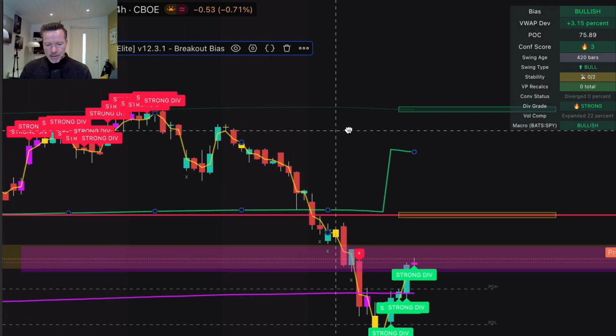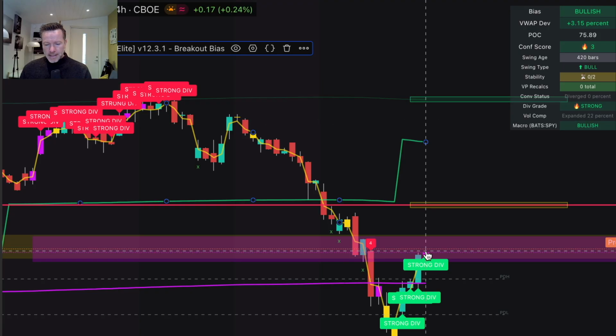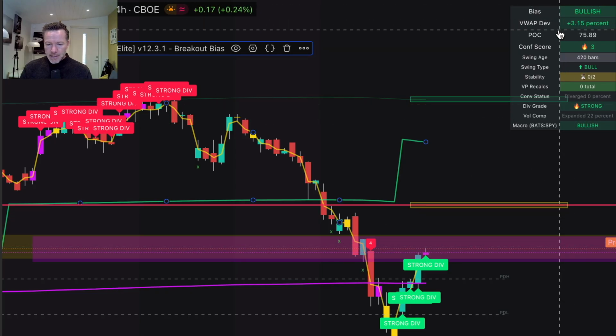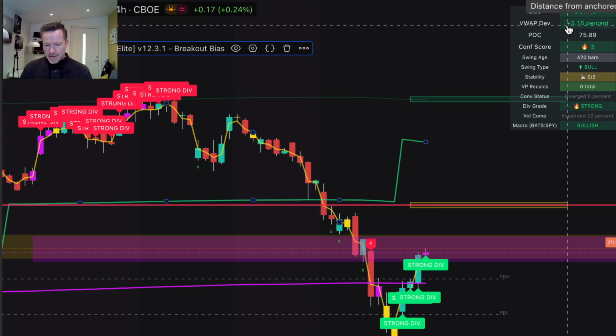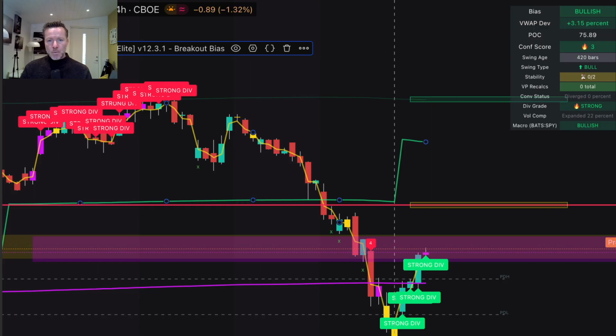Another chart of interest is the ARK. It's an active long that I just went into yesterday. Current price is 72. We have a bullish bias. We are 3% above VWAP, and we have a confluence score of 3. And this setup started back in early February when price was trading around 66.